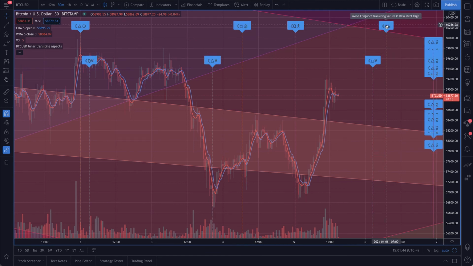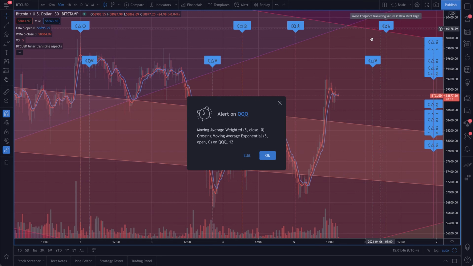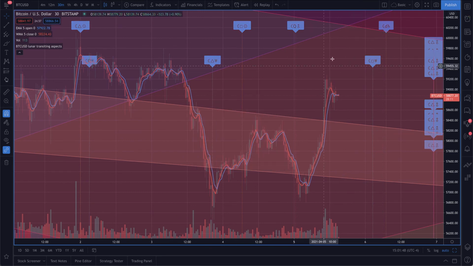And then we've got a pivot high happening over here at 7 a.m. Eastern. So we've got a couple of very bullish aspects coming up between the moon and transiting planets on Bitcoin. How does that help me decide what to do with RIOT? Well, it makes it pretty simple.